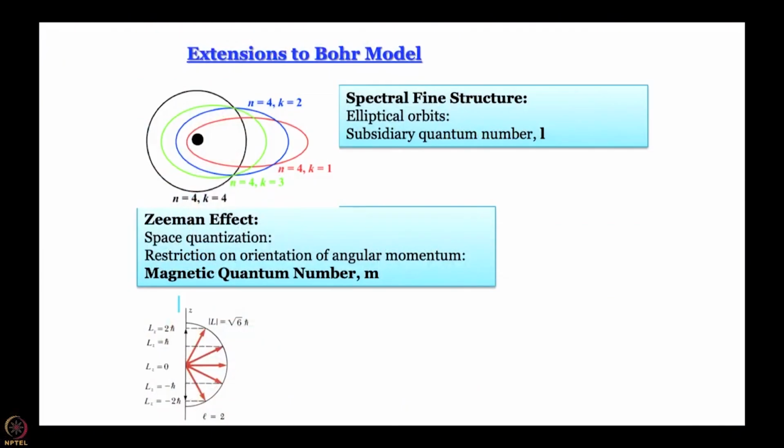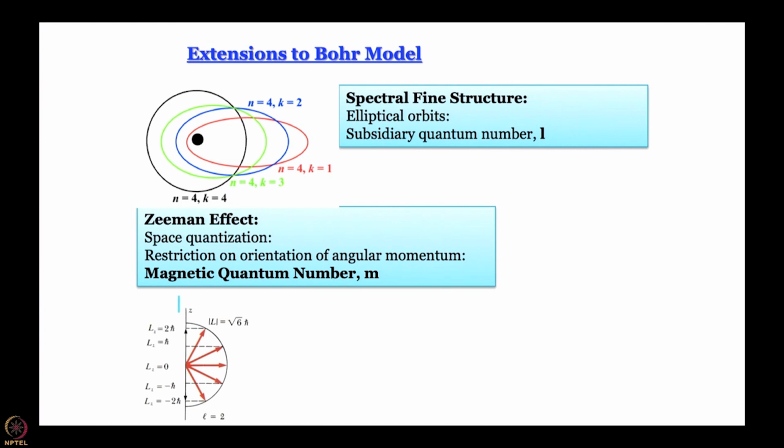Or if we want to use a term that survives even beyond the Bohr model, the angular momentum vector can be oriented only in specific directions. This is what it means. So what is shown here is what happens when L is equal to 2. When L is equal to 2, 2L plus 1 equals 5.